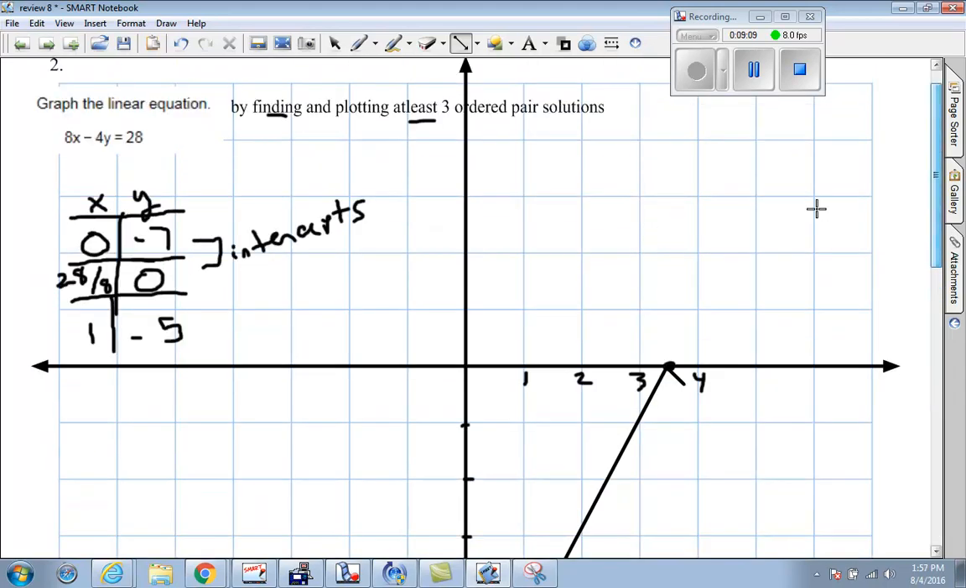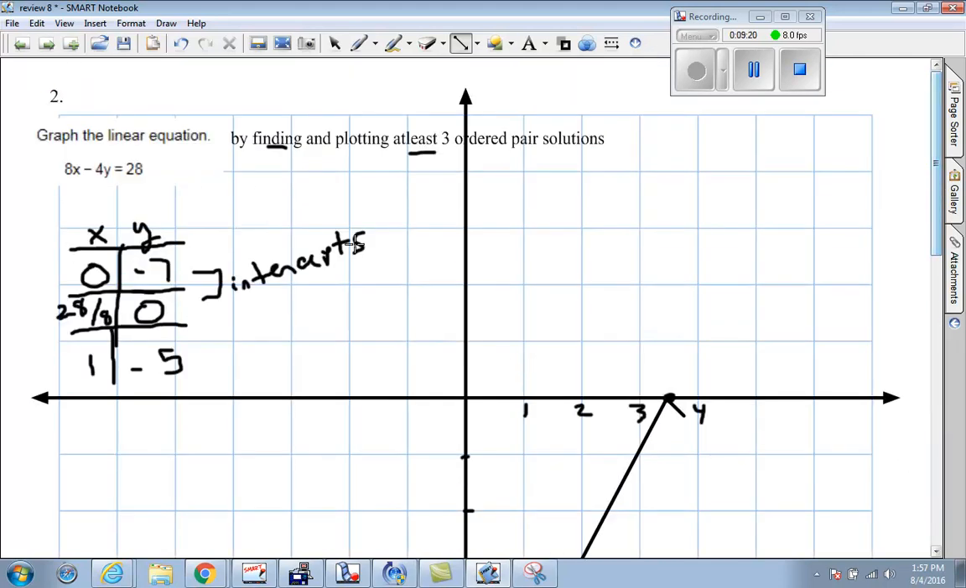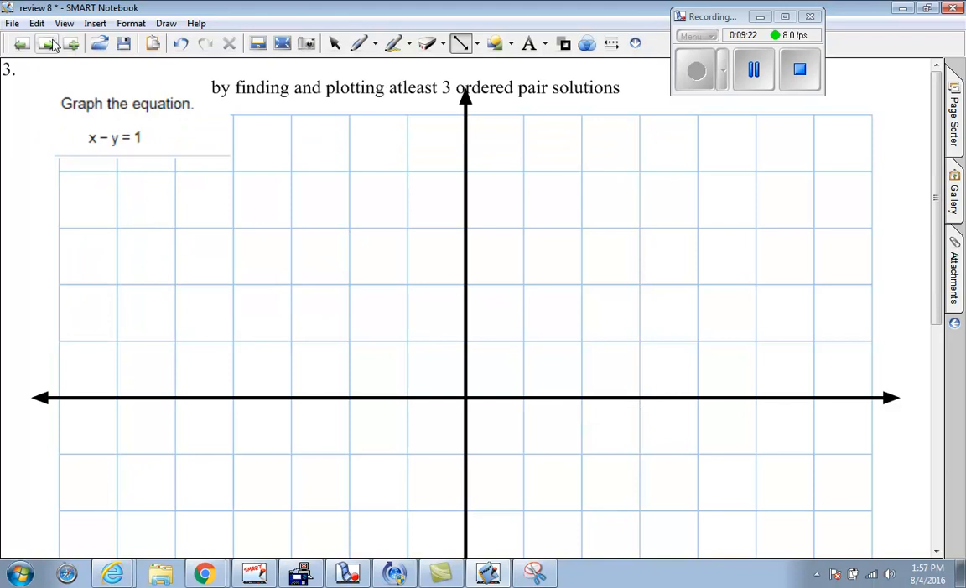All right, hope that helps. And like I said, the ordered pairs that I picked might not match the ordered pairs that you picked, but as long as you're ending up with ordered pairs that live along that line. Okay, let's try the next.